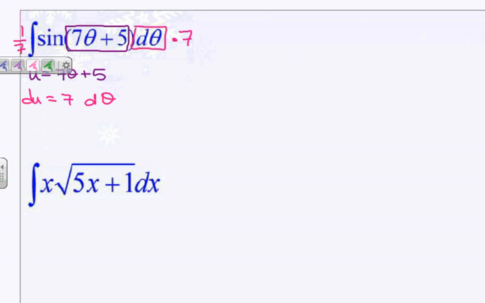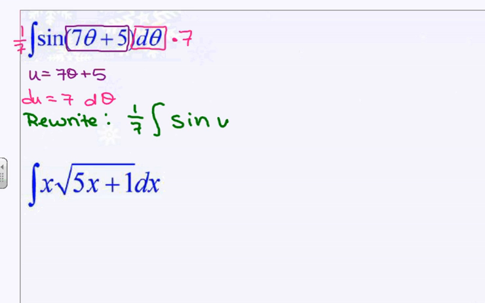Okay, so now we go ahead and rewrite in terms of our u. So out in front we have this 1 over 7 times the integral. We have sine of u, and then we have the 7 d theta, that is our du.